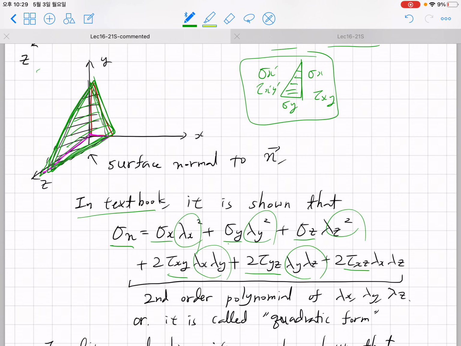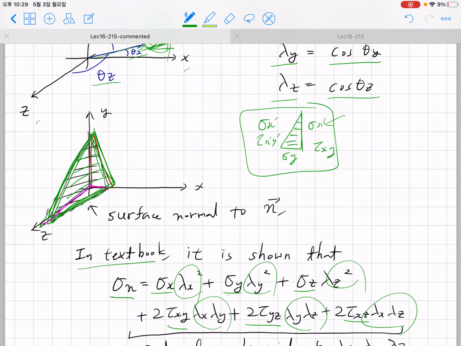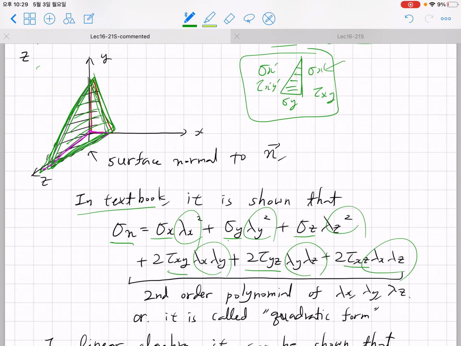Okay. So why do we have directional cosines? Because stress is a tensor quantity, and you have to have a cosine factor when you define the area. You have a cosine factor when you take the projection of forces. That's why we have cosine multiplied by cosine when you obtain the stress transformation.